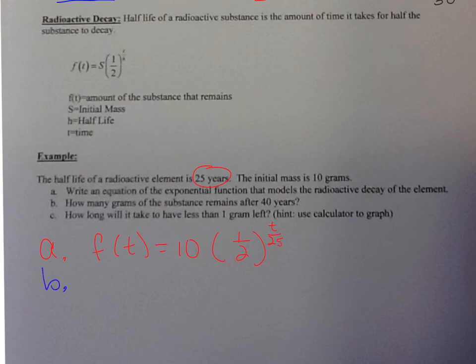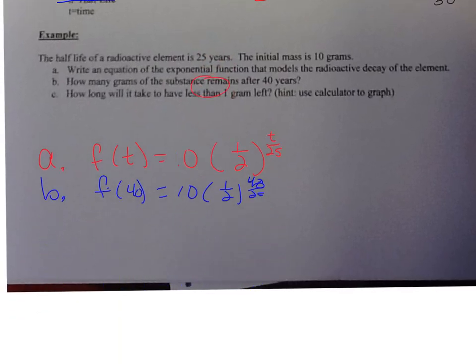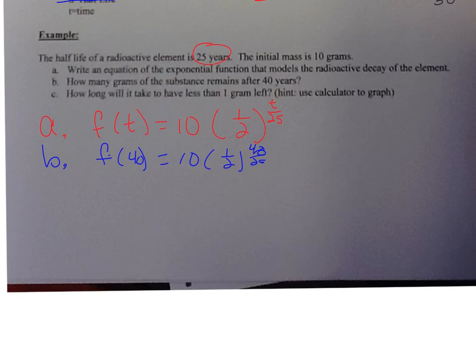Okay, B. How many grams of substance remain after 40 years? That means I'm looking for f of 40. So 10 times 1/2 raised to the 40 over 25 power. You can just plug that into your calculator, and we get f of 40 is equal to 3.298769777 grams. That's how much will be left.